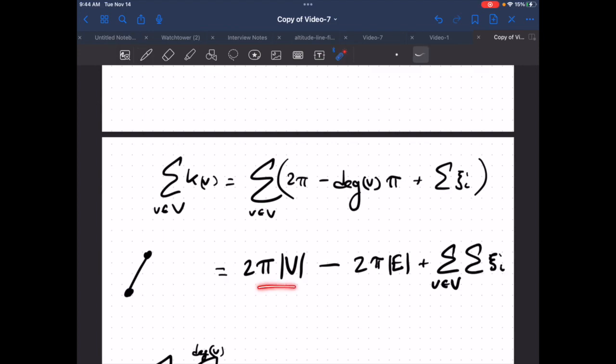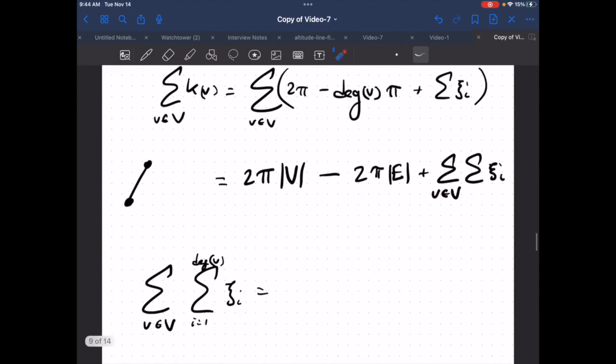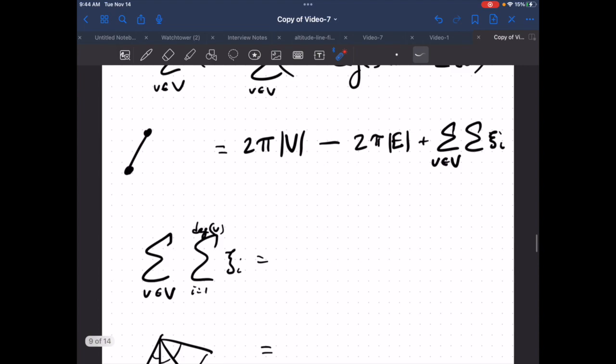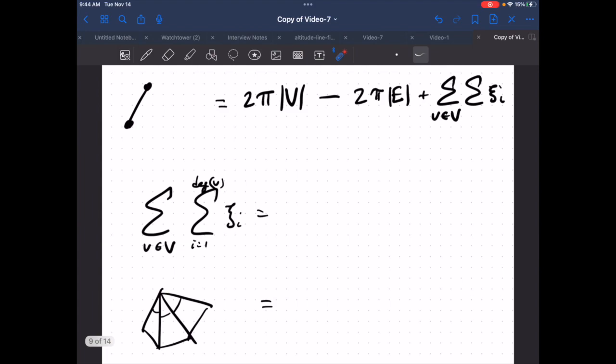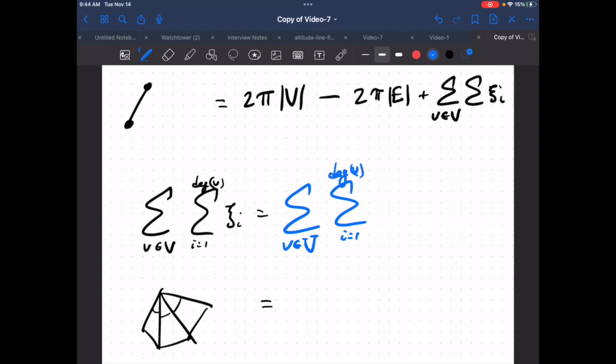But these two terms are looking great. And so let's just zoom in on this third term here and see what's happening. For each vertex, we're summing these complementary angles. Well, we could switch back. So let's write this as the sum over v in V, sum i equals 1 to degree of v of pi minus alpha i. And we're doing this, we're summing over all vertices.